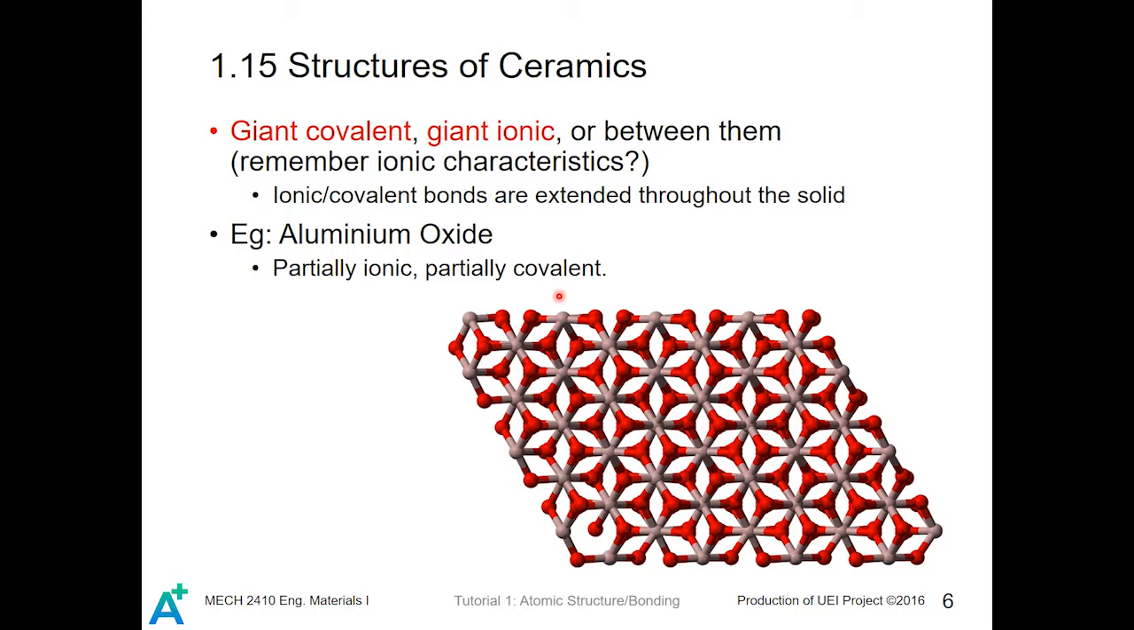Structures of ceramics: they are basically giant covalent or giant ionic, or in between them, if you still remember ionic characteristics. Ionic and covalent bonds extend throughout the solids. For example, aluminum oxide has bonding that is partially ionic and partially covalent, and you can see here it extends throughout the solid and connects every single atom or ion within this piece of solid.